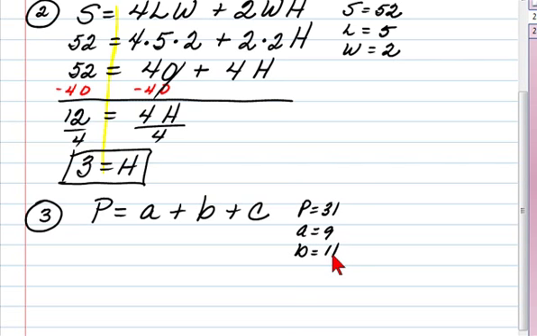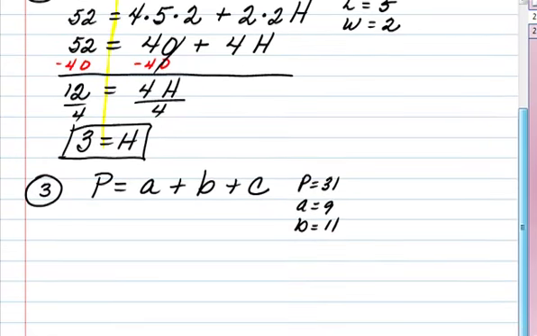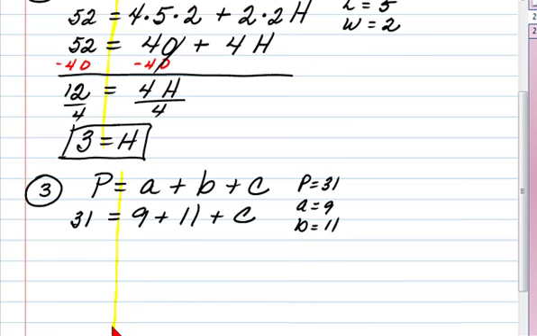What does that mean I'm going to be solving for? C. Okay, so in the place of P, I put 31 is equal to 9 plus 11 plus unknown C. Can I simplify on either side? Yes. I'm going to keep my 31 is equal to, I'm going to add up the 9 and 11 for 20 plus C.